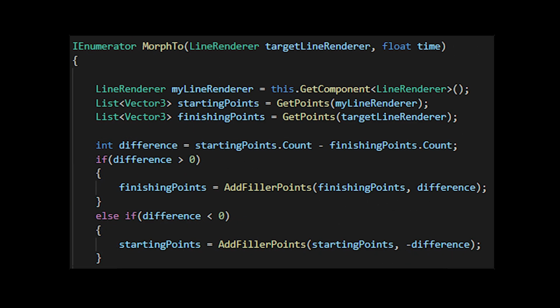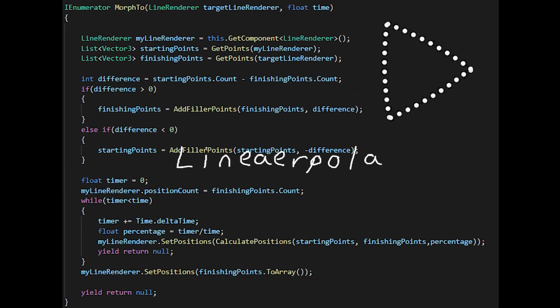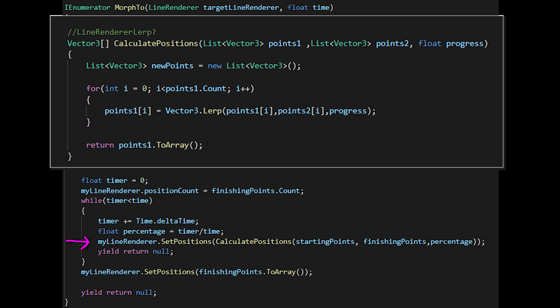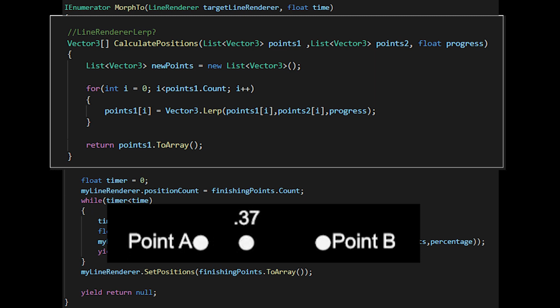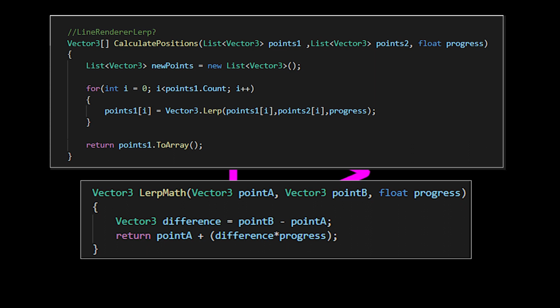Now that you have two lines of the same amount of positions, we just lerp between them. The way I do this is by calculating the line progress percentage as a number between 0 and 1. Then, for every position, I calculate the point between the starting value and the finishing value using Vector3.Lerp, which internally I would assume calculates a distance from point A to point B and adds a percentage of this distance to point A relative to the progress given.